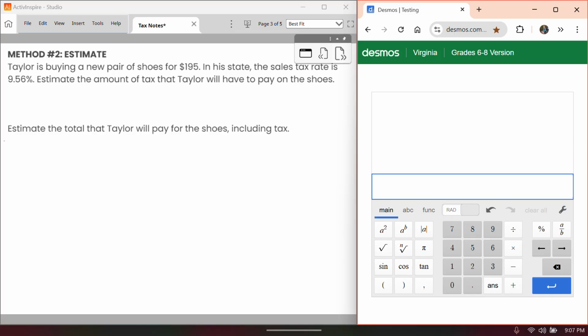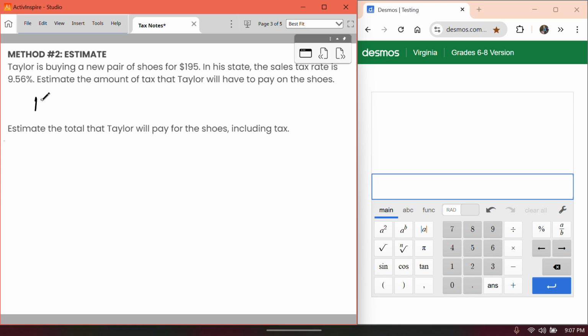So when I'm estimating, I'm not going to use Desmos for anything. I'm going to use those benchmark percentages that we talked about before. And 9.56% is a yucky percent, but it's really close to 10%. And 10% was one of my benchmark percentages. I can deal with 10.